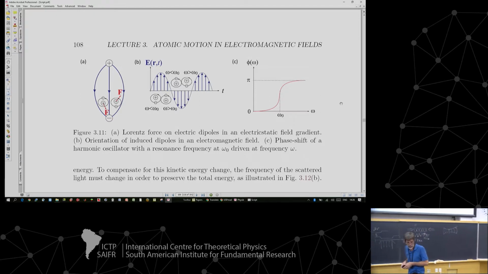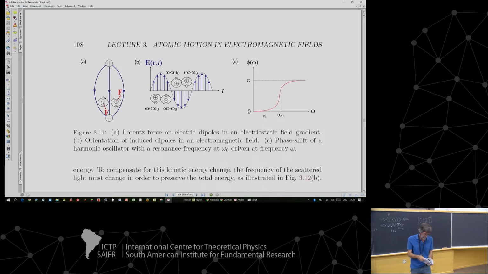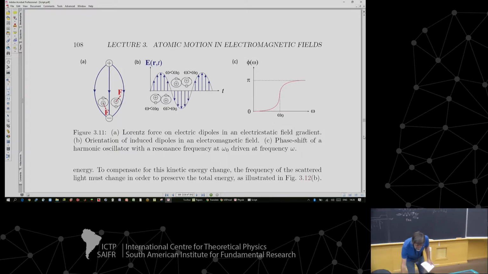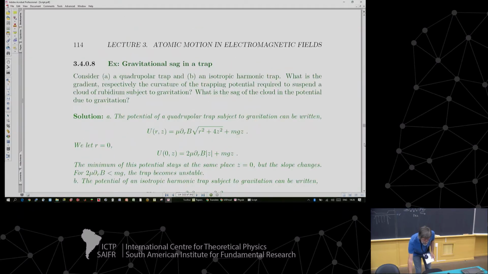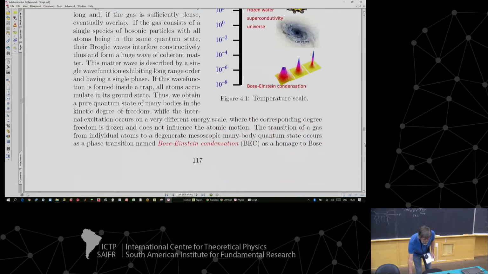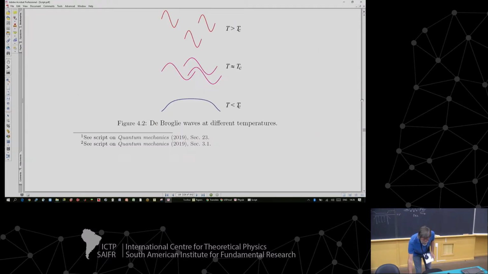Okay, so this picture. Now I think we have all the tools necessary to explain cooling and trapping. So this is what I'm going to do next: applying these forces in order to use them in the lab.